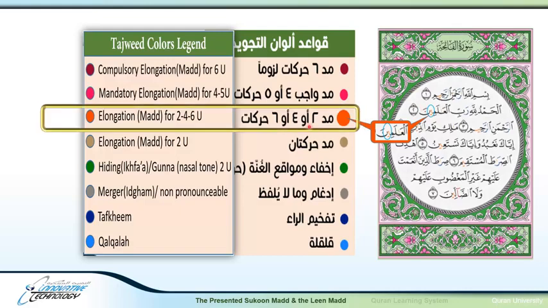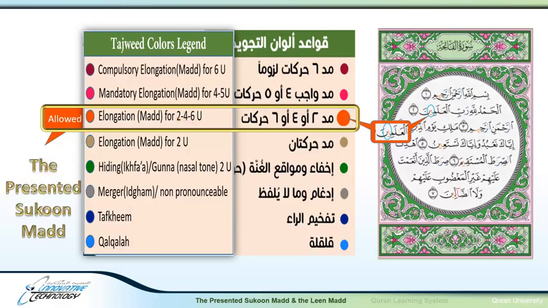For that, it will be allowed upon pausing on al-alamin to elongate it for more than 2 units, where it can be elongated into 4 and up to 6 units. And that's why we call this med a presented Sukoon med.